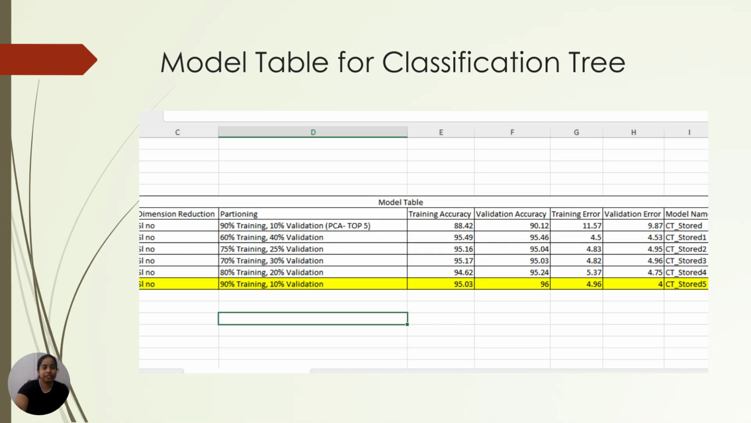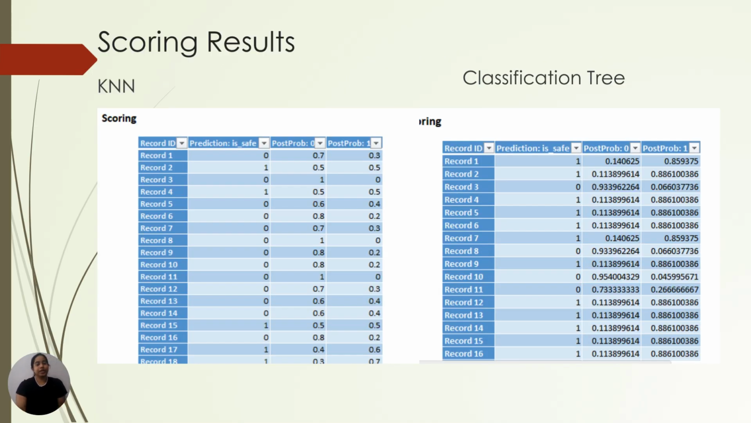So moving on to the next slide, which is scoring results. Once we performed the algorithm, we chose the best models to deploy for the scoring results. We got the best models with 90 and 96% accuracy for both algorithms, so we have chosen those two models to deploy, and we got very good scoring results for the KNN and the classification tree. These are our scoring results for both algorithms.